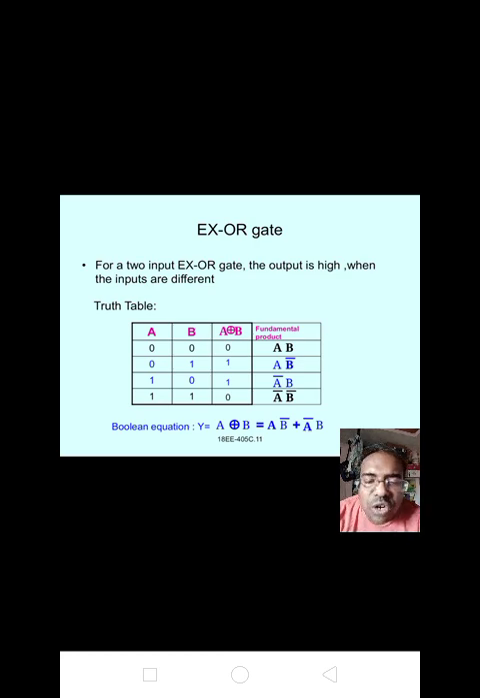For input 0, 0 the output is 0. For 0, 1 it is 1. For 1, 0 it is 1. For 1, 1 it is 0. For the first input 0, 0, the fundamental product is AB. For the second input 0, 1, the fundamental product is AB bar. For the third input 1, 0, the fundamental product is A bar B. For the fourth input 1, 1, the fundamental product is A bar B bar. Boolean equation: Y equal to A XOR B, that is equal to A into B bar plus A bar into B.